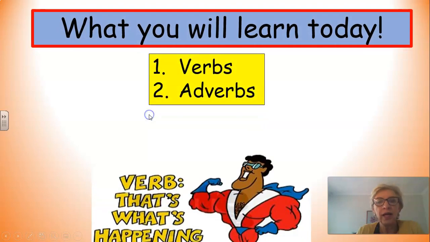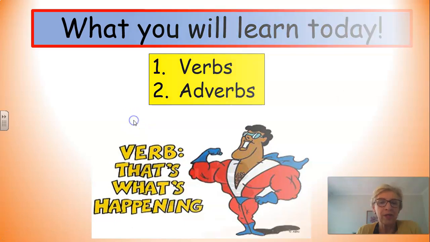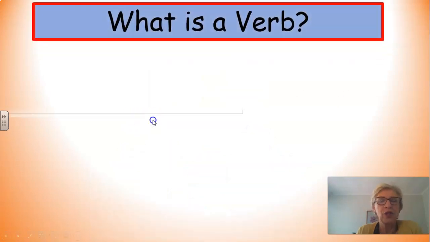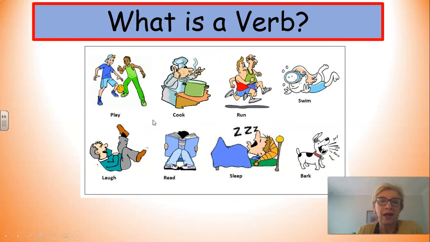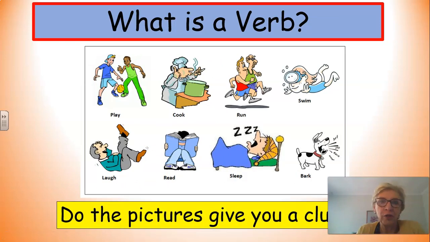What you'll learn today is verbs and adverbs, and this superhero says a verb, that's what's happening. In other words, it's a doing word. And there are some examples. These pictures can give you a clue. So these are not naming words now, they are doing words like play, cook, run, swim, laugh, read, sleep, and bark.